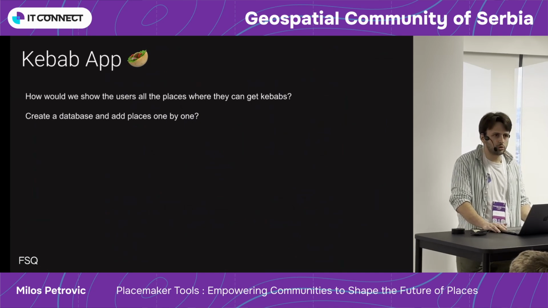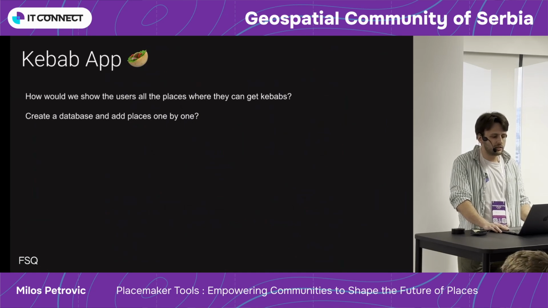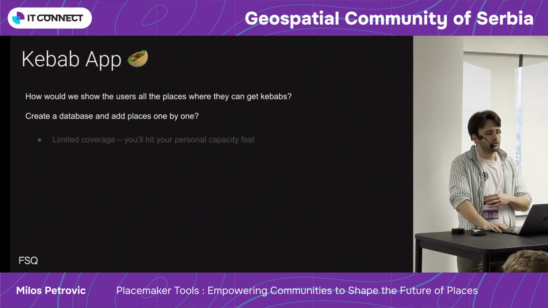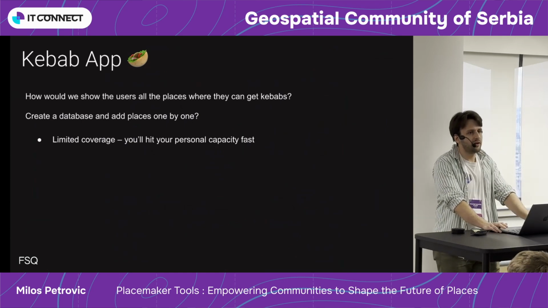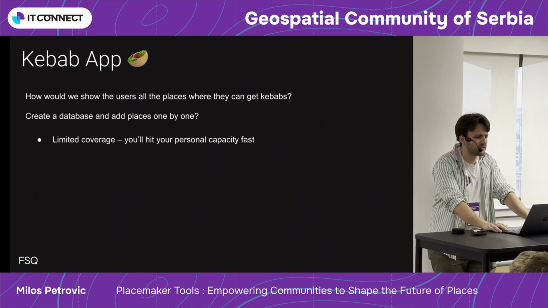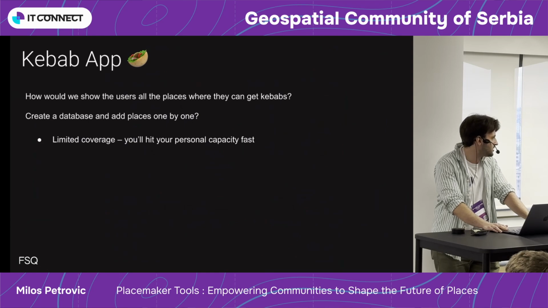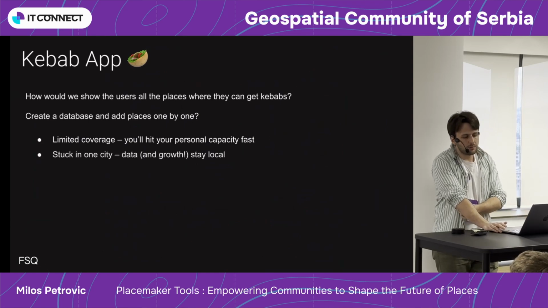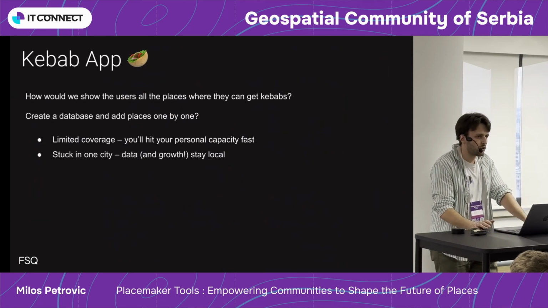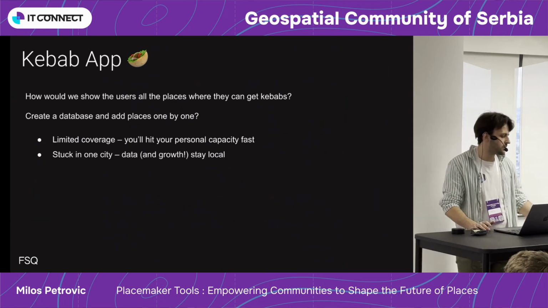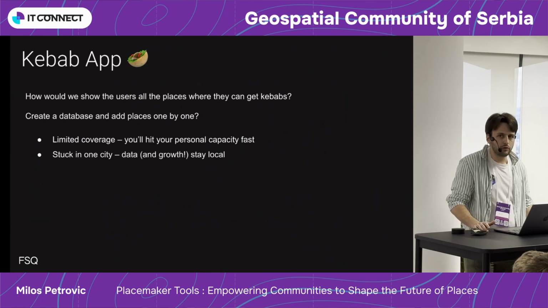But this solution has some problems, and that is that it's pretty limiting. First of all, there are only a certain number of places that we can add by ourselves, right? And besides that, we will probably add only places that are near us, in our city or in our country, but probably in our city. So with those issues, we are limiting our app's growth. How would we get users in other parts of the world if we only have data that's in our city?